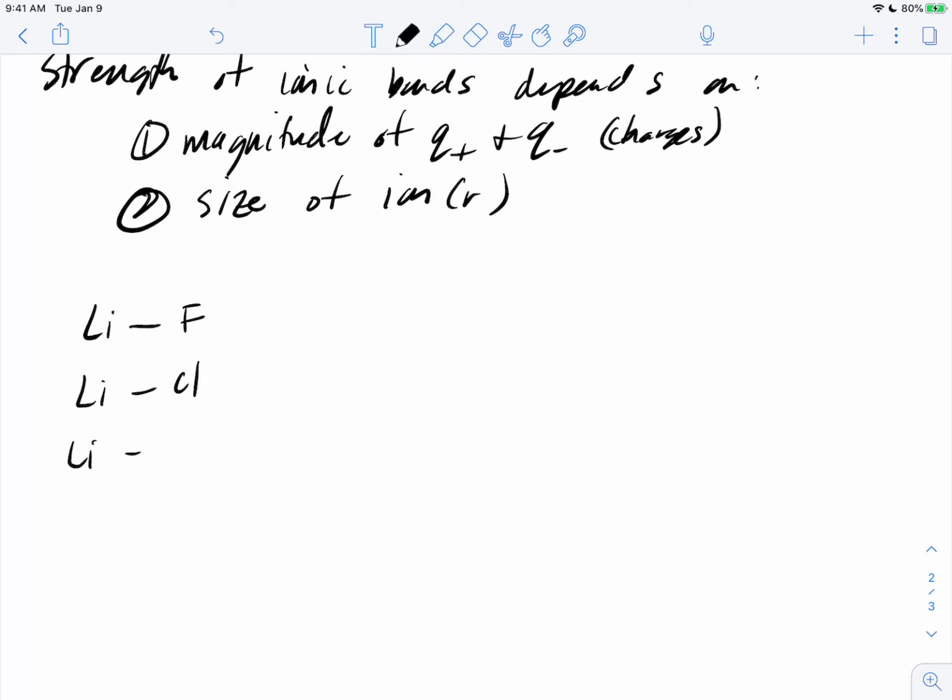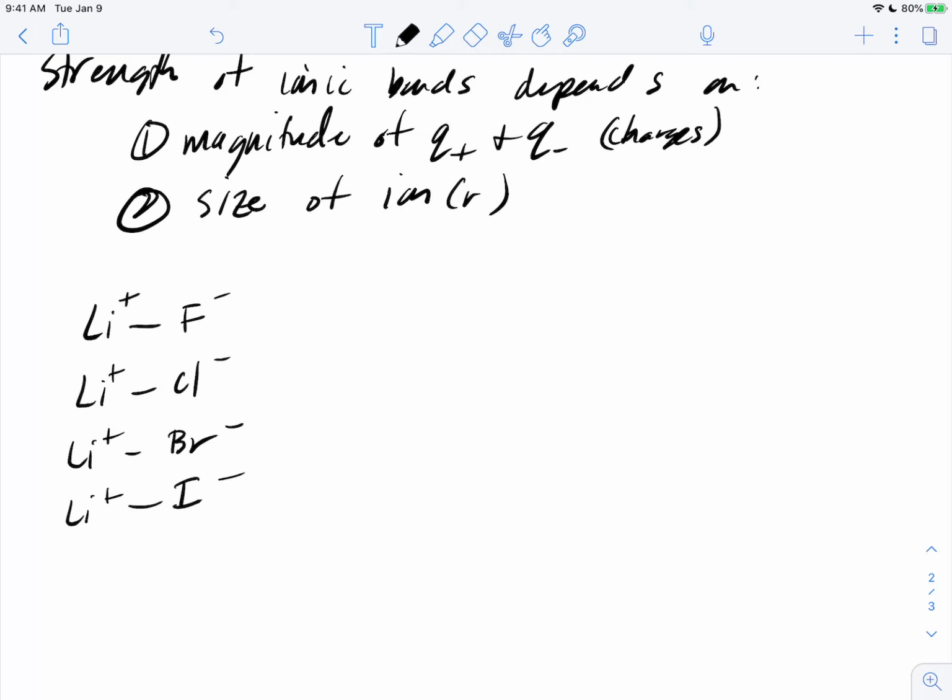Chlorine, bromine, iodine. We can see here that they're all plus, minus, plus, minus, plus, minus. So in this case, the charges are all the same for the ions, and so size is the only thing that matters.